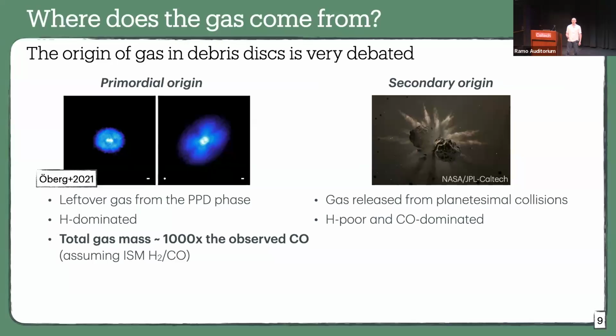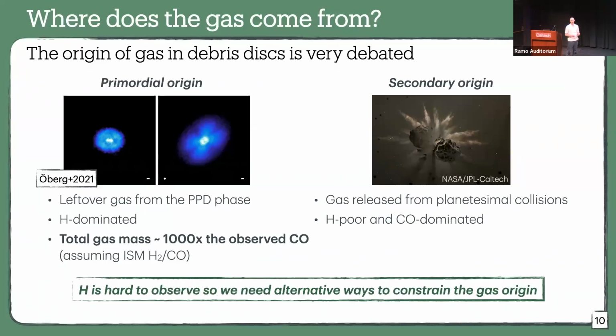However, the origin of gas in debris disks is still highly debated. And so we typically have those two pictures where our gas could be of primordial origin, where it is leftover gas from the protoplanetary disk phase and is typically hydrogen-dominated, or you can be in a secondary gas origin phase where your gas is going to be released by planetesimal collisions and is typically hydrogen-poor and CO-dominated.